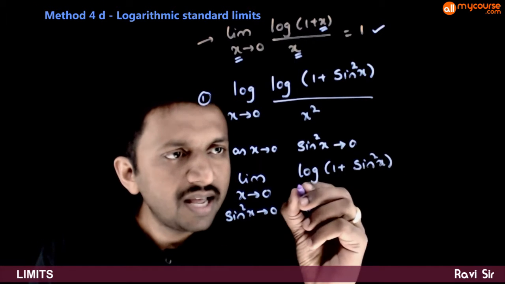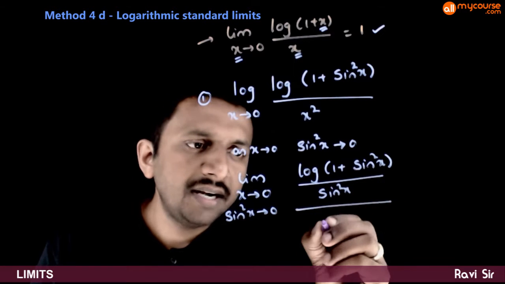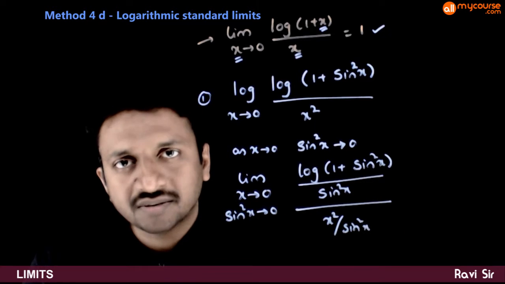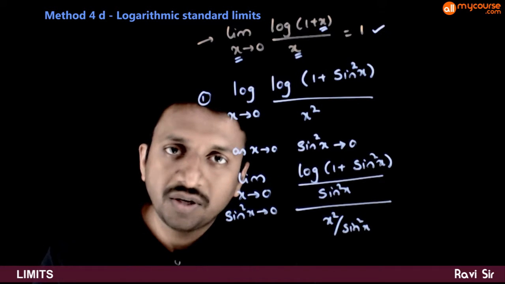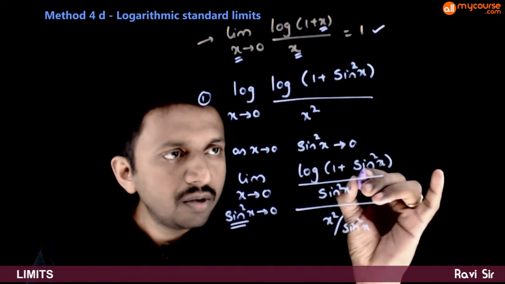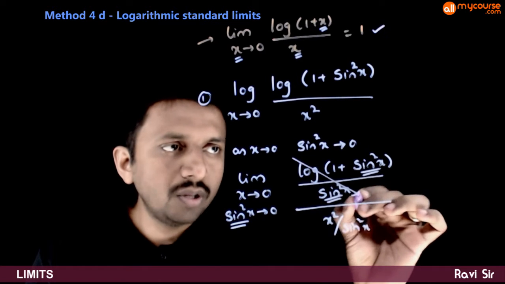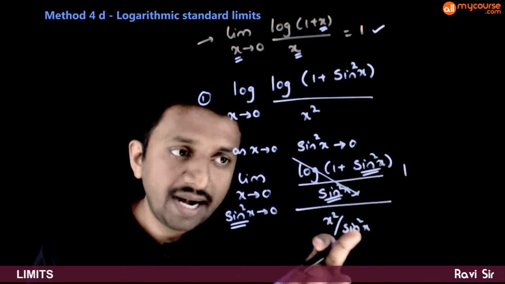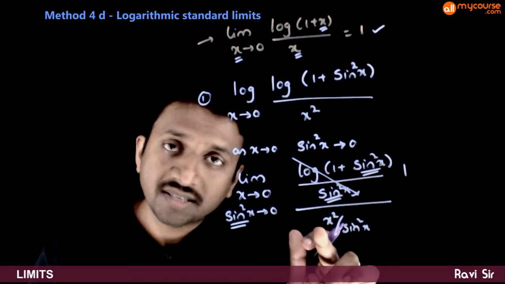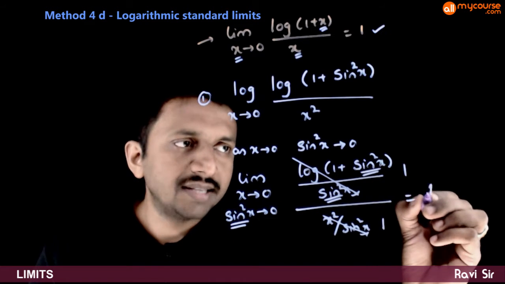So what I do is, I'll divide both numerator and denominator by sin square x. So what happens when you do this? As you can see, limit sin square x tends to 0, log of 1 plus sin square x by sin square x, this whole thing goes to 1. And as sin x by x goes to 1, x by sin x also goes to 1. So x square by sin square x also goes to 1. So you get 1 as the answer.